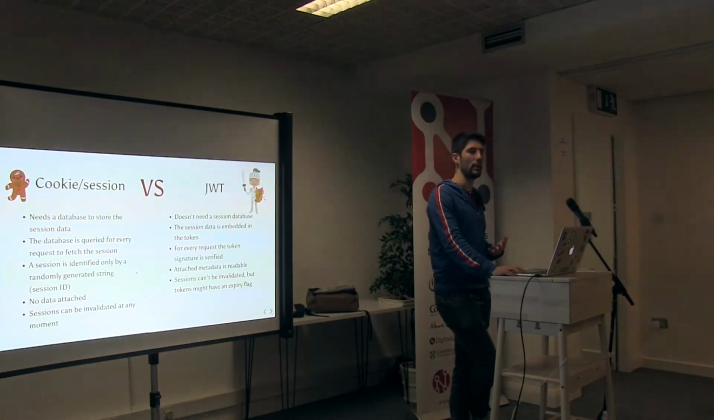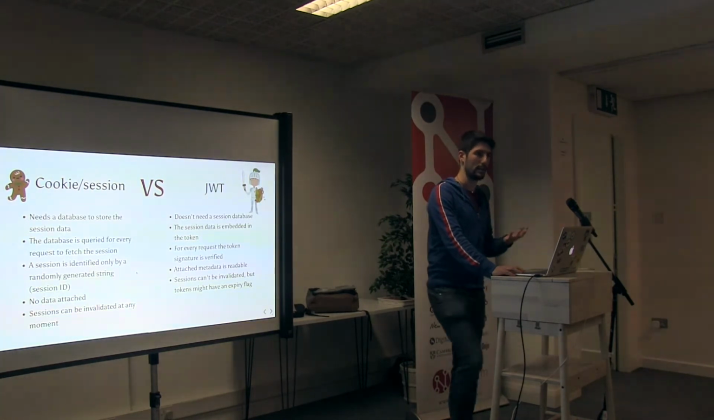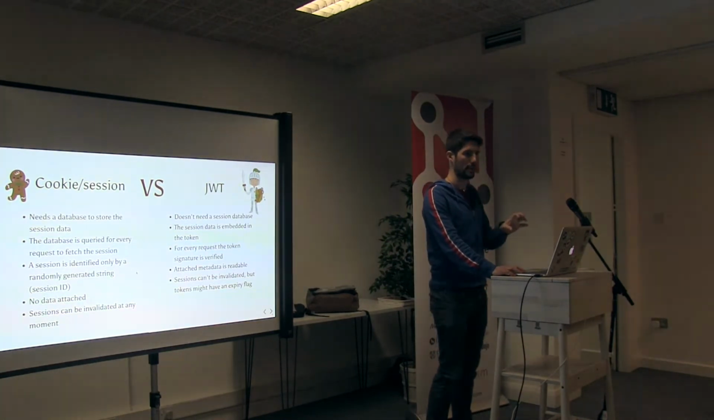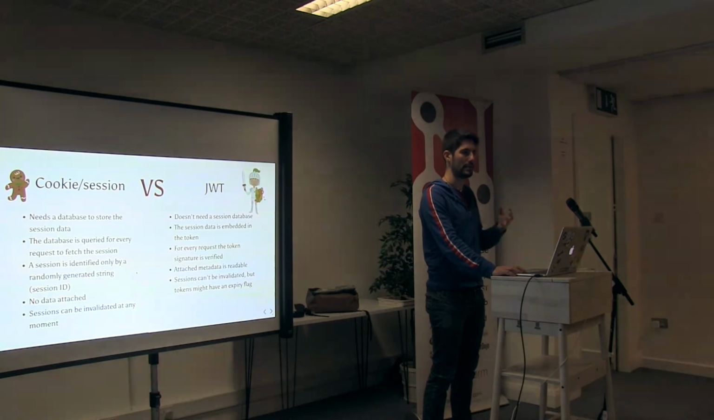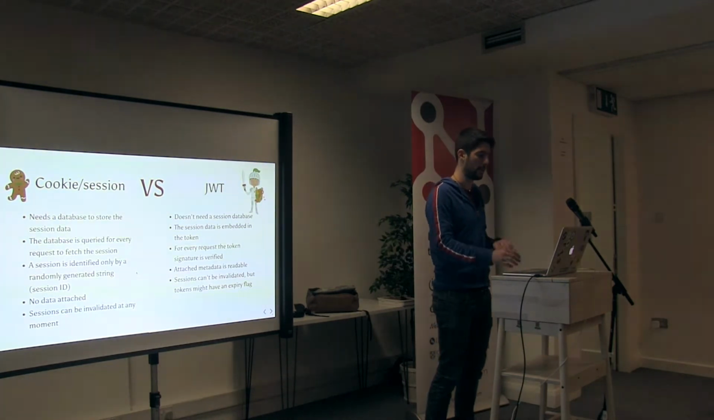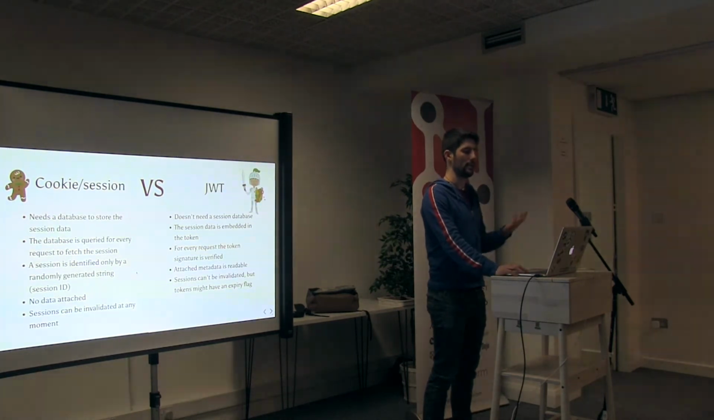With JWT instead, you don't need a session database, that's why it's called stateless. All the session data, for example the username or the roles that this user has, are inside the token. And every time the browser sends all this data back to the server, the server just needs to verify if the data is signed correctly. All the metadata will be inside the token, so you don't need to go into a database to verify that.